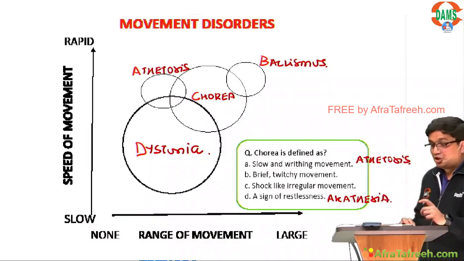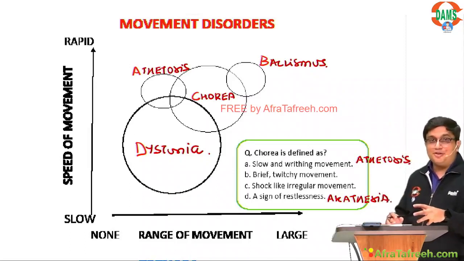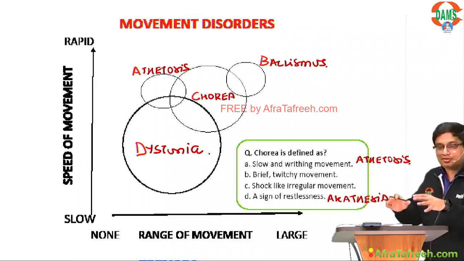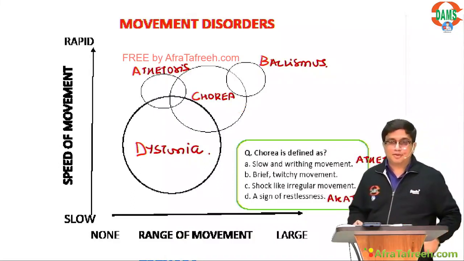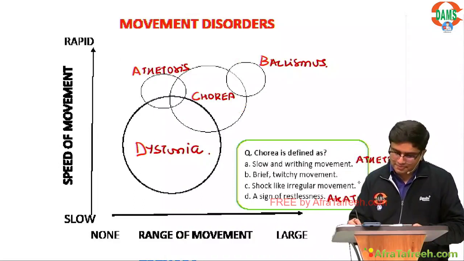Now we have a shock, irregular movement, shock-like movement. The person is sitting, he's doing like this. I touch him, he does like this. What is this known as? Shock-like. That's myoclonus.